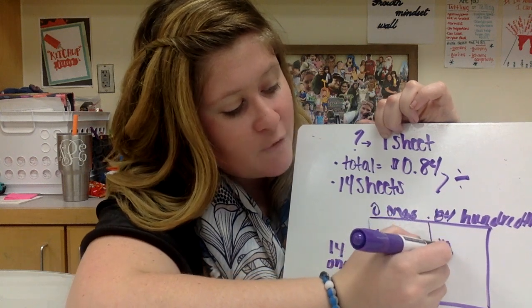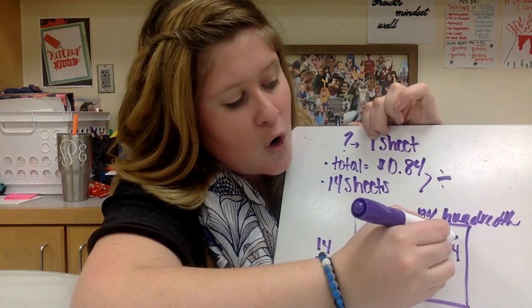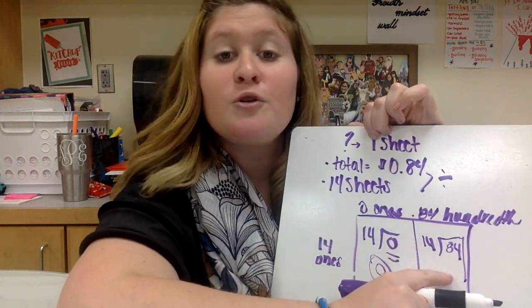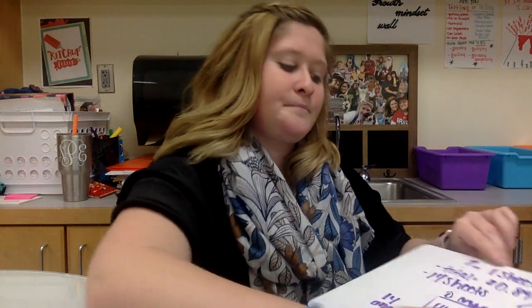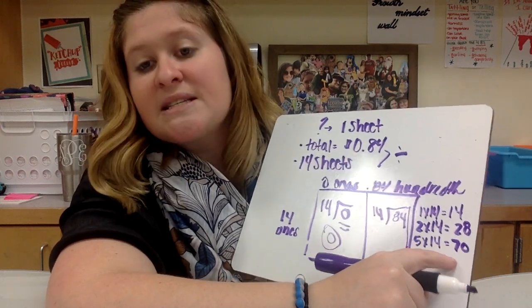So this is going to look like 14 dividing it into 84. Well, I don't know my 14 facts, so if you need to do them off to the side, you surely can. I know 1 times 14 is 14. 2 times 14 is 28. 5 times 14 is 70. Okay, 70 is pretty close to 84, so I'm going to stop. And I'm going to do 5 times 14 is 70.